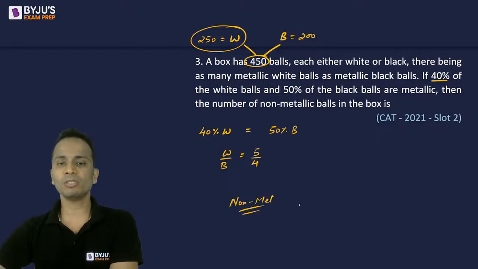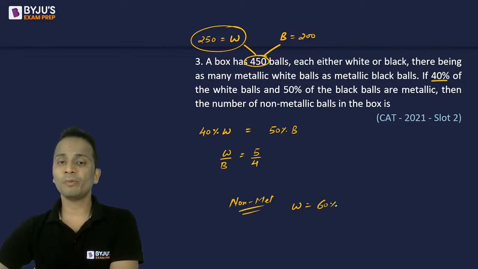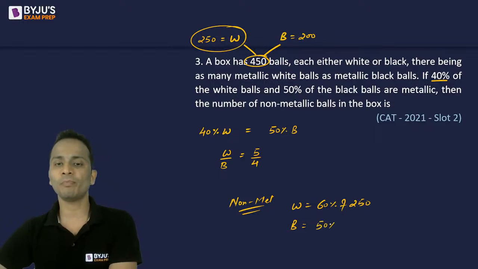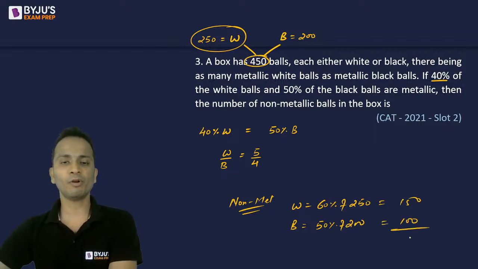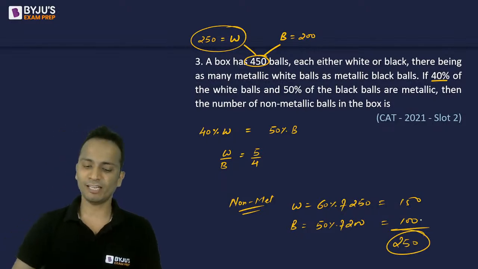So non-metallic balls, if I talk about white, so 40% were metallic, so 60% will be non-metallic. 60 percentage of 250. Similarly, among the black balls, 50% were metallic, so 50% will be non-metallic. So 50 percentage of 200. So this is 150, this is 100. Total number of non-metallic balls will be 250. And that is the final answer.